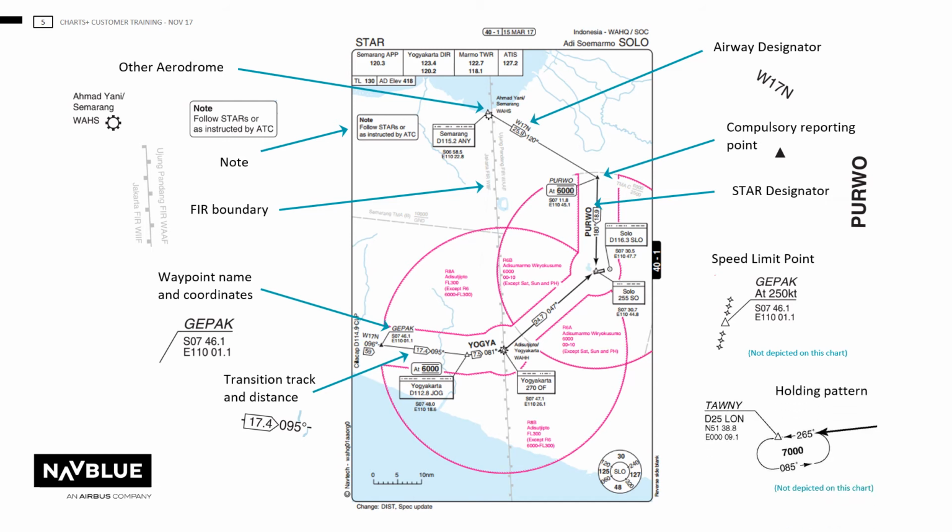Holding patterns will be present like so. We will show the inbound and outbound magnetic tracks of the hold with any altitude present. In this example, the minimum altitude for the hold is 7,000 feet. NavBlue will not show the track bearing if it is the same for the associated procedure line.